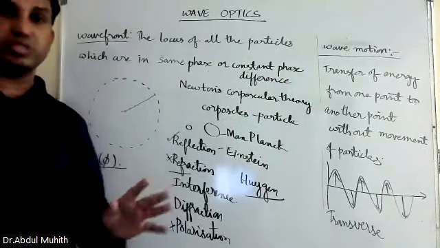Now, one more way in which we can explain phase. What is phase? We can explain in this way. Phase is the angle made with its initial position. Angle made with its initial position is said to be phase.